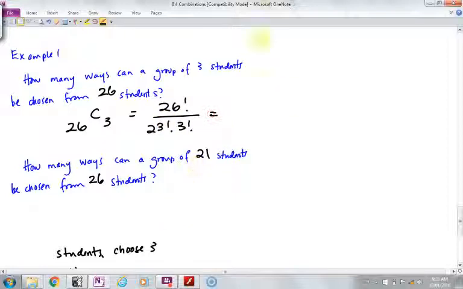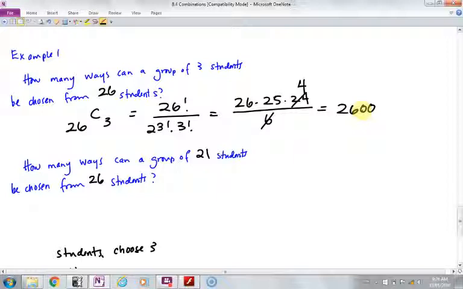So that means that I can go 26 times 25 times 24 divided by 3 factorial, which is 6. The 23 factorial cancels with the 23 factorial that would continue on here, and the 3 factorial is 6. And then I can put that in my calculator, or I can also notice that 6 goes into 24, and then I know that 4 times 25 is 100. So I could do that whole thing without a calculator. How lovely is that?